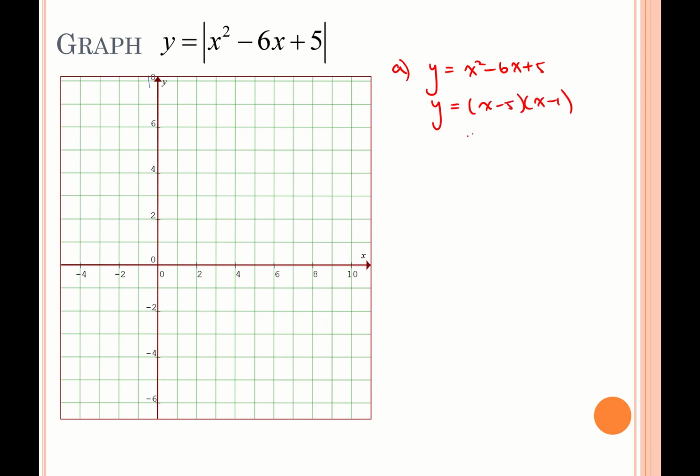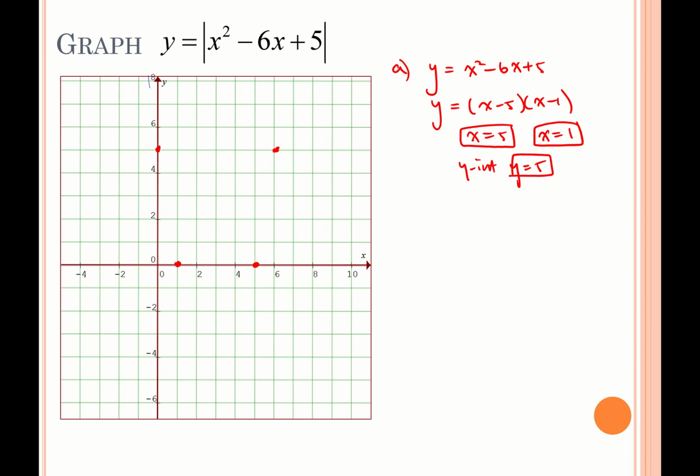So your x-intercepts will be x equals 5 and x equals 1. Okay, so 1 and 5 are your two x-intercepts. There's 1, and then there's 5. And the next thing is, you see how there's a 5 at the very end? That means your y-intercept is y equals 5. So 1, 2, 3, 4, 5. And since it's symmetrical, I'm going to put a 5 over there as well.